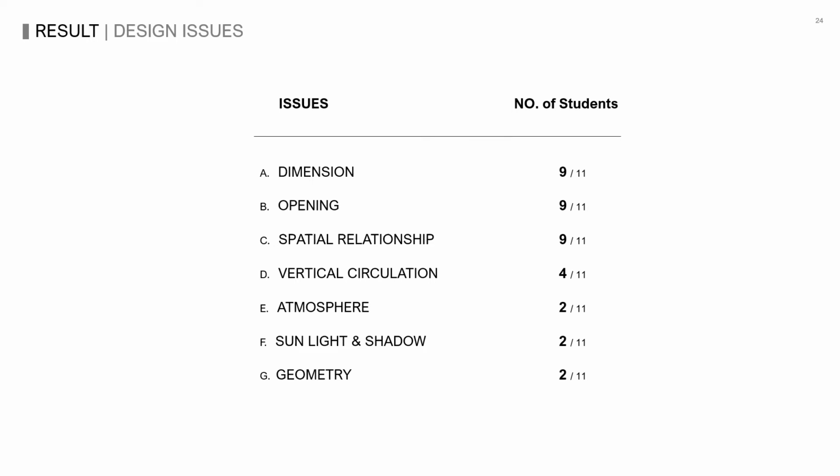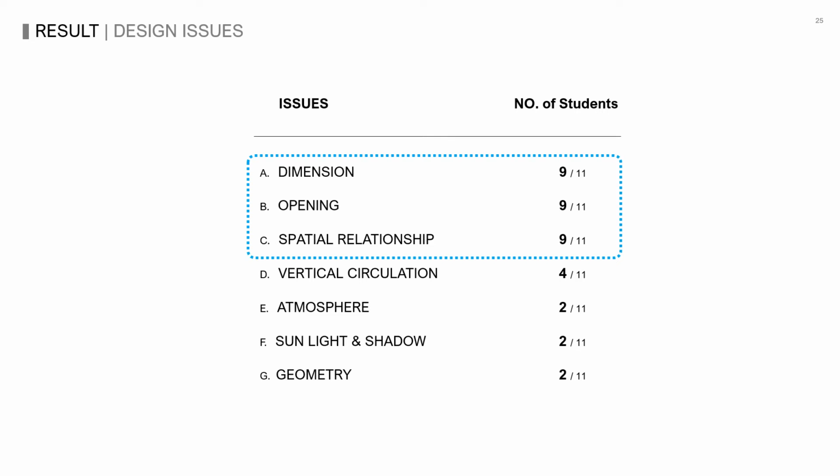And when you look at them, these top three, the dimension, opening, and spatial relationship, came out 9 out of 11 students. So most of the students looked at these design issues. The dimensions, meaning that they were looking at their design in their VR environment, and they would say, oh, this looked smaller than they thought. Oh, the ceiling height should be higher, or the hallway needs to be narrower or larger, that it was different from what they had anticipated.